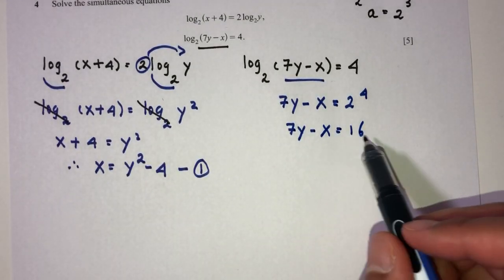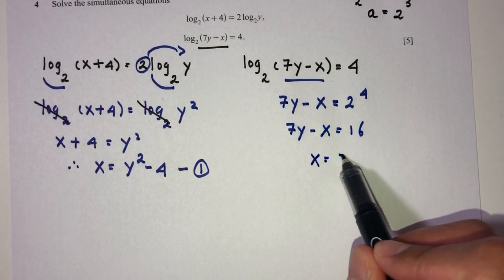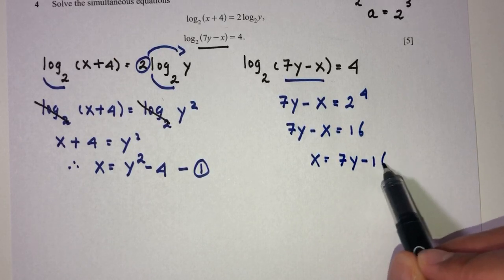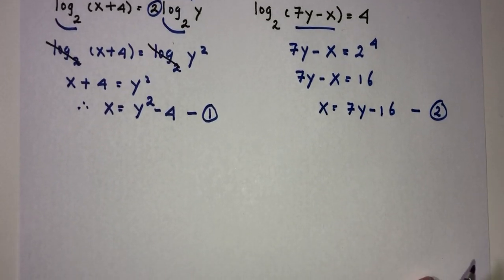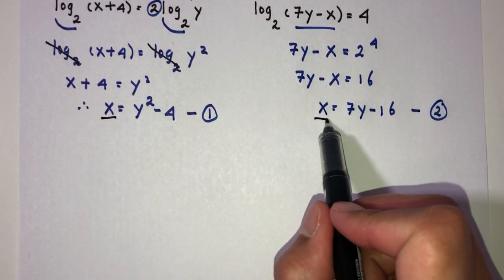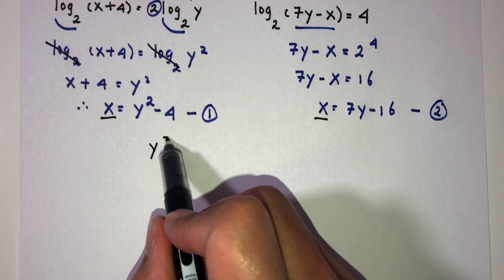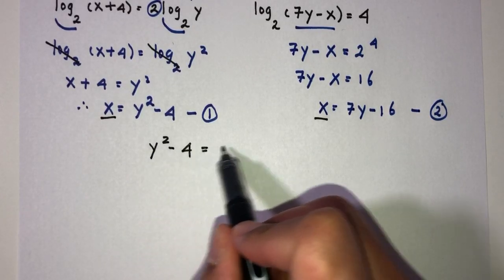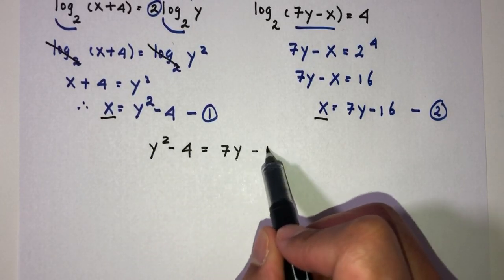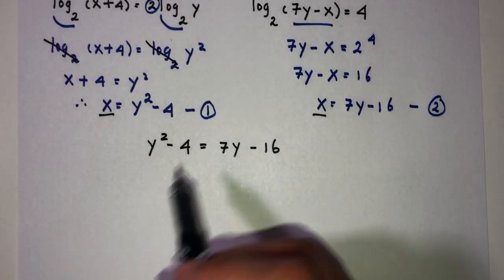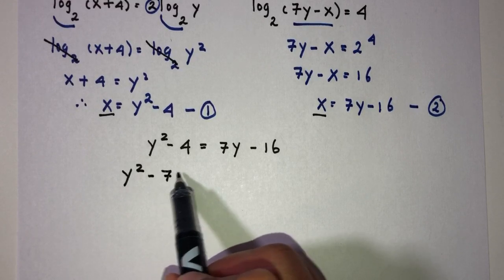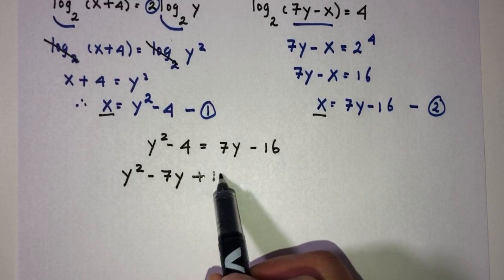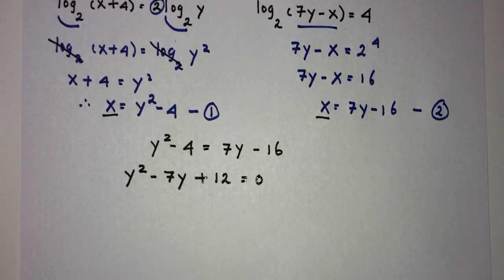And then we can make x become the subject. You will have x equals 7y minus 16. That is my equation number 2. Let's solve this equation now. Here we have x, here we have x. Replace. You will have on one side y squared minus 4 is equal to 7y minus 16. Simplify, let's send everything to one side. You will have y squared minus 7y plus 12 is equal to 0.